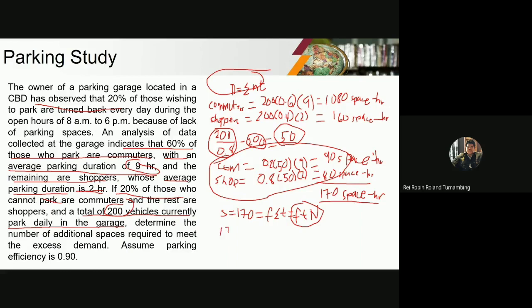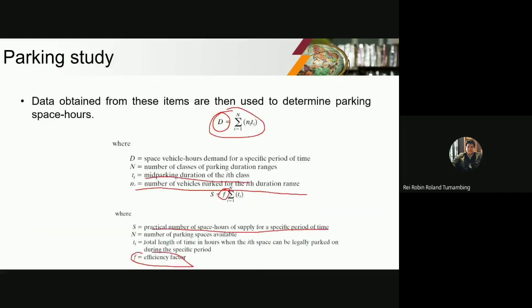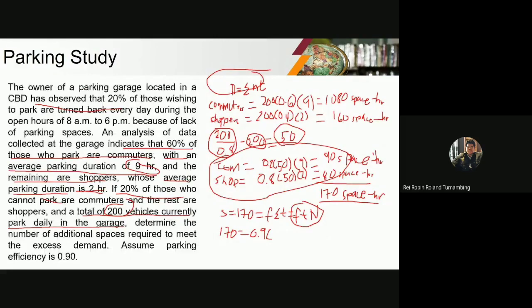So that is equal to 170 equals to F times T times N. Ano yung F natin? Parking efficiency. So yung parking efficiency natin is 0.9. Okay? So ano yung T? Yung T daw is total length of time in hours when the idle space can be legally parked on. So that is, kailan yun? Sabi dito, open hours of 8 a.m. to 6 p.m. So that is equivalent to 10 hours. Then, times N. So, we will have here a value of N is equal to 18.89 spaces or equal to 19 parking spaces.